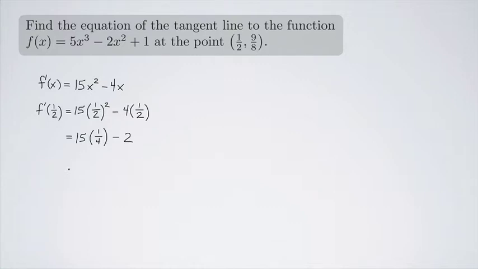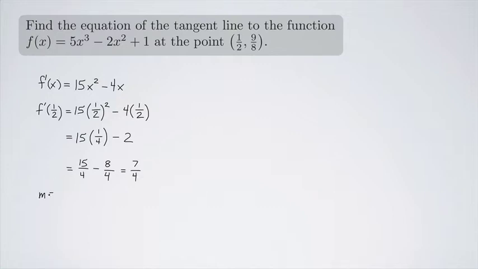And let's turn this into one fraction here. So this is 15/4 minus, and if I want to write this in fourths, this would be an 8. 8 over 4 is the same thing as 2. And 15 minus 8 is 7, so this will be 7/4. Okay, so now I know the slope.